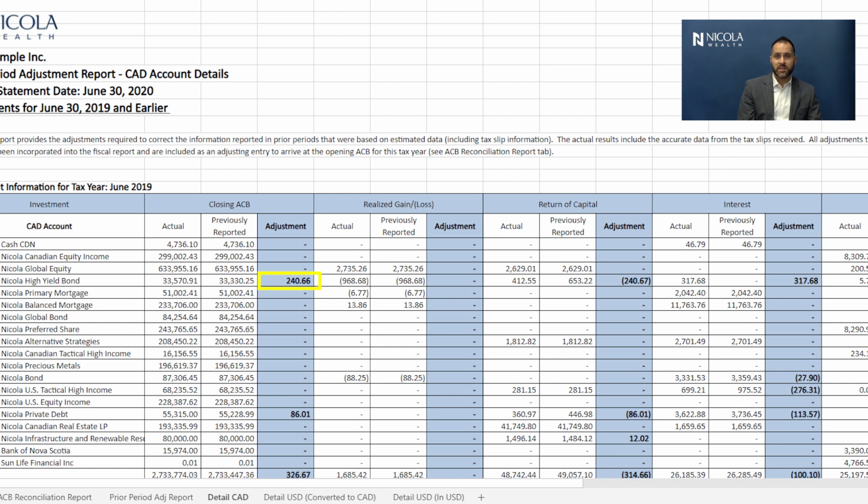To summarize, if fiscal reports are prepared prior to the tax slips being available, this will create a prior period adjustment on the next period's fiscal reports.